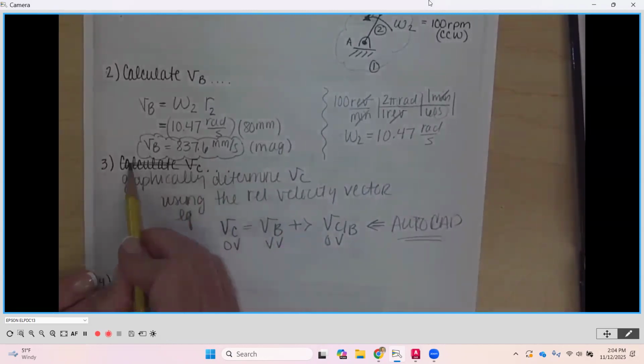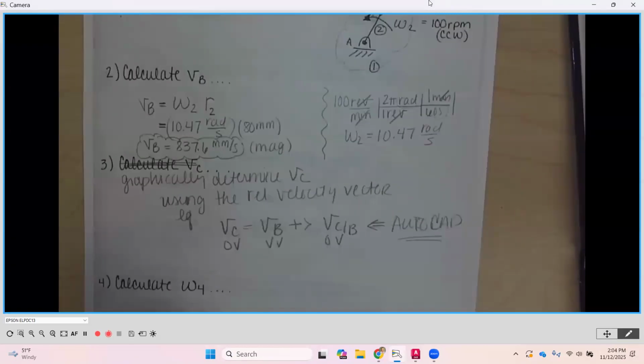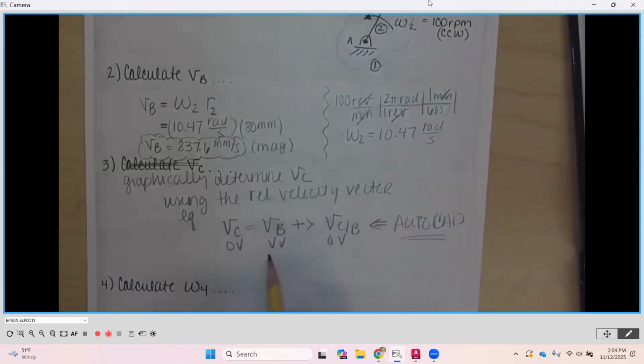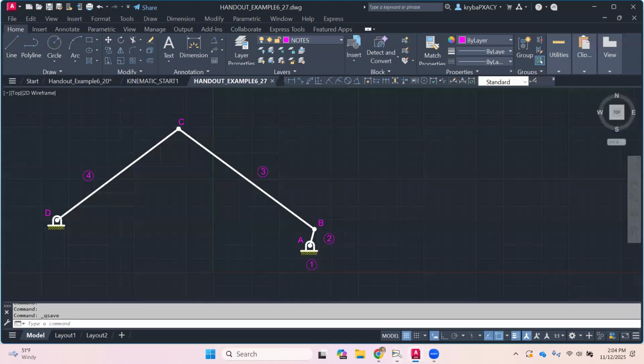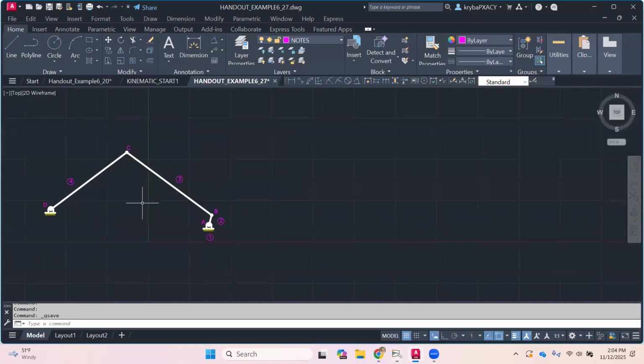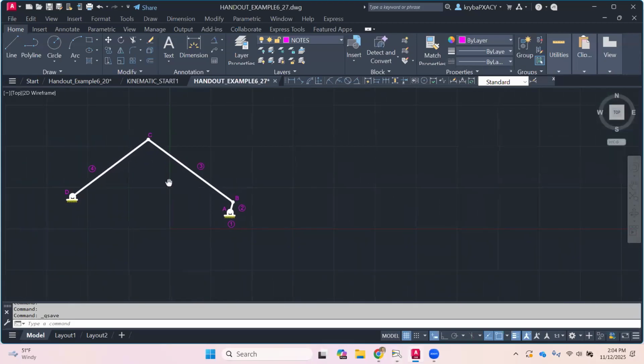Yeah, so we're not calculating it. We're graphically determining the velocity of C using that relative velocity vector equation right here. So now let's go over to AutoCAD. Now that we have our diagram in place, we're going to use this. And this is why it's really important that it's the correct size and orientation, because now we're going to use it to get the directions for each one of our vectors.